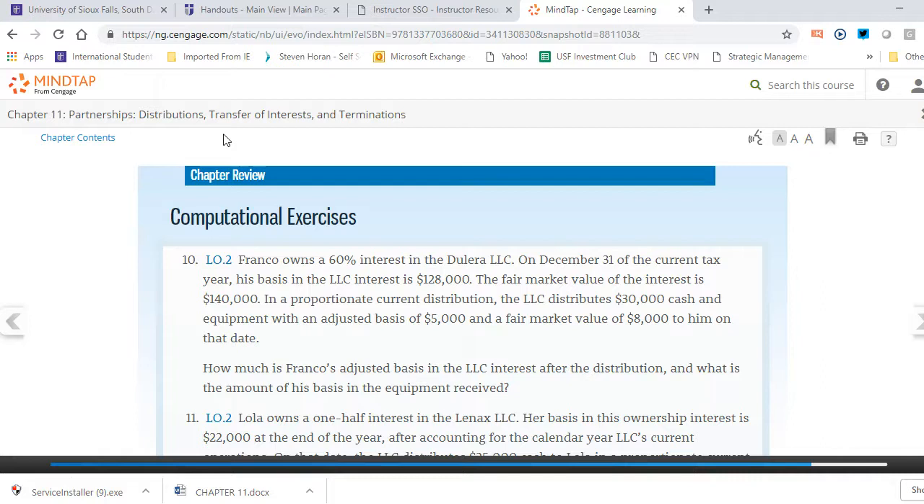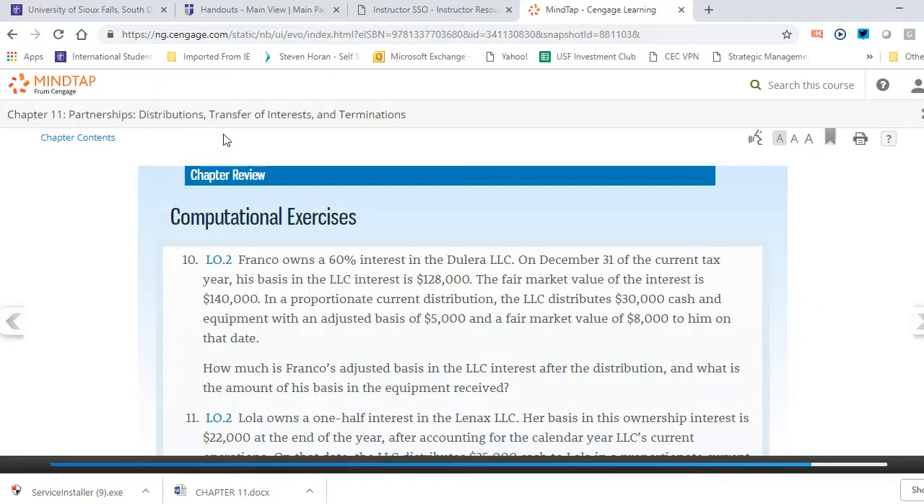So Chapter 10 was about formation. Chapter 11 is about distributions and the end of a partnership. Okay, so with that in mind, take a look at question 10. We'll work through most of the computational exercises.